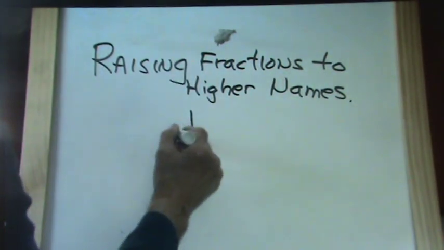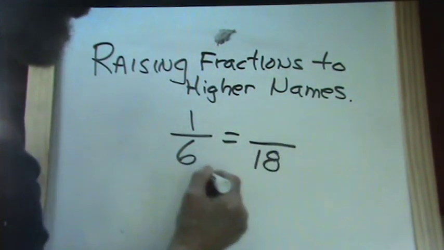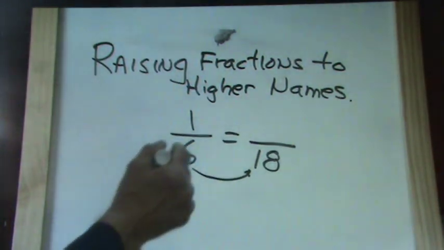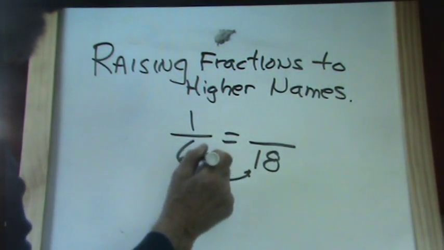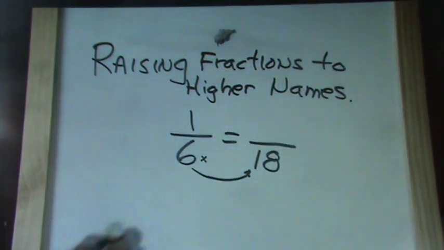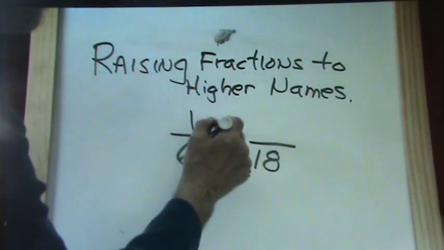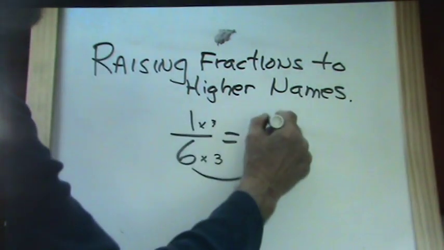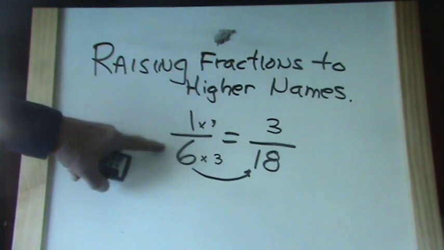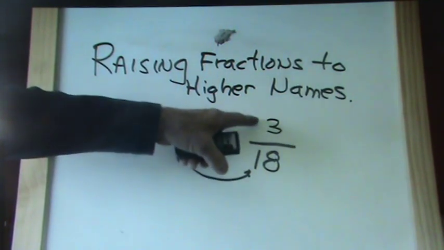Let's try this one. 1/6, and I want to change it into a fraction whose denominator is 18. Well, 6 times what number will give me 18? 6 times 3 will give me 18. So now I multiply 1 times 3. 1 times 3 is 3. And 1/6, if I change it to a higher name whose denominator is 18, is equal to 3/18.